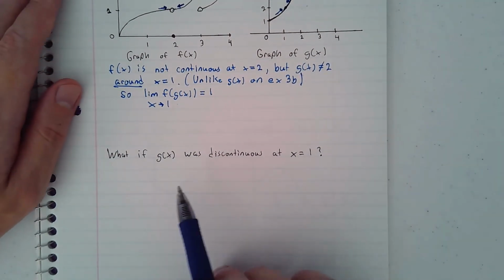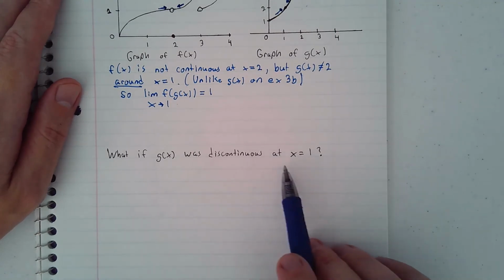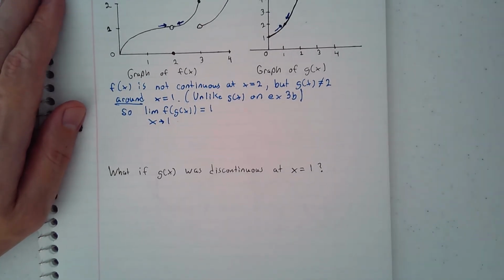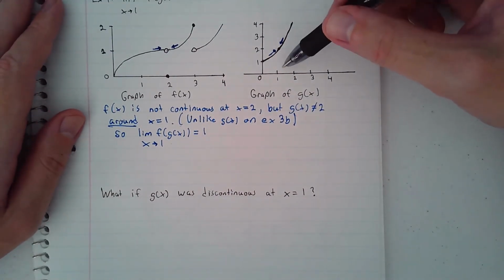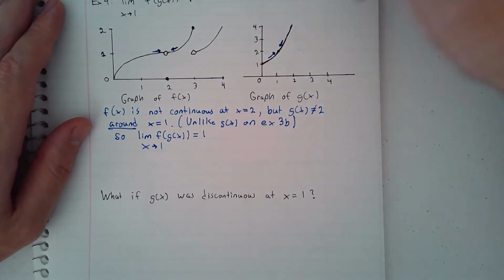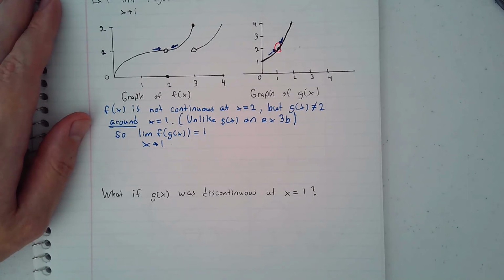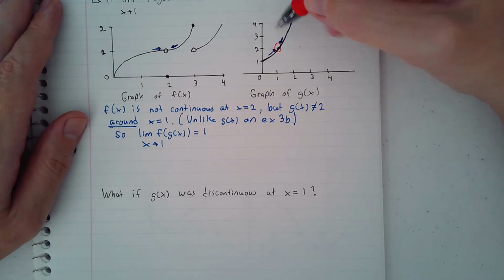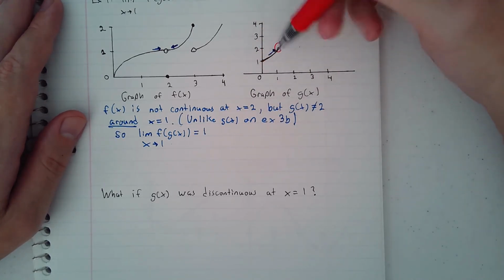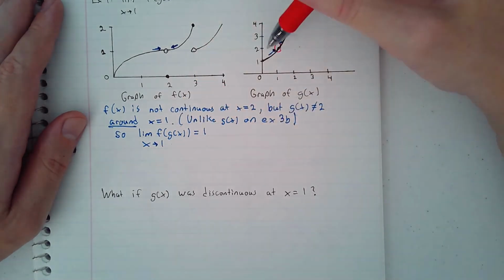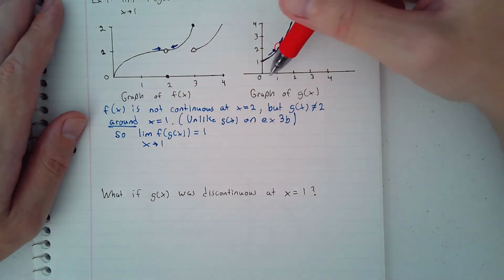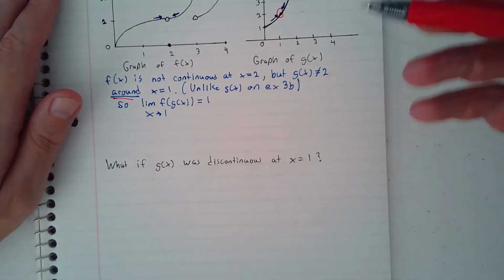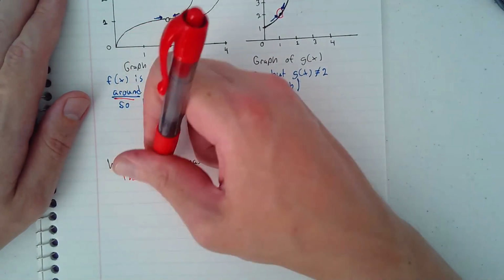Second question is, what if g of x was discontinuous at x equals 1? Okay, so if g of x was discontinuous at x equals 1, let's say if there was a hole here, it doesn't really change anything because g of x still has the same values around x equals 1. Not at x equals 1, around. So keyword around. So it doesn't change anything. The same solution would hold.